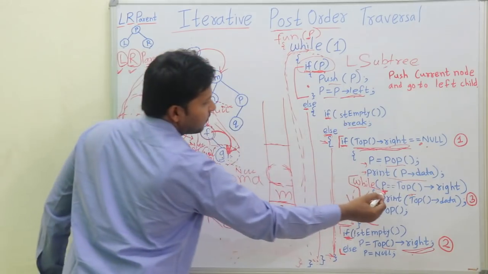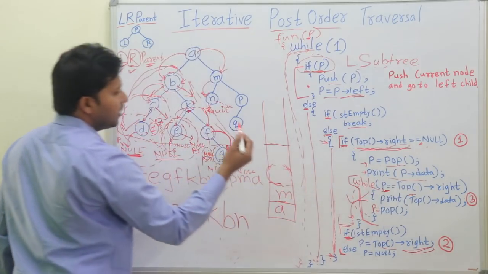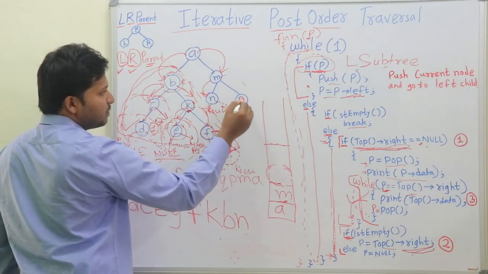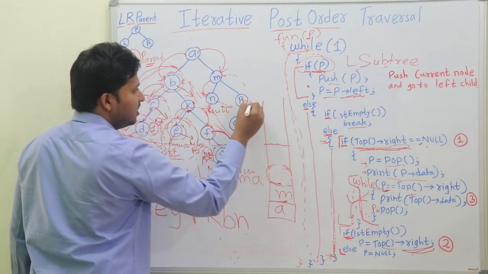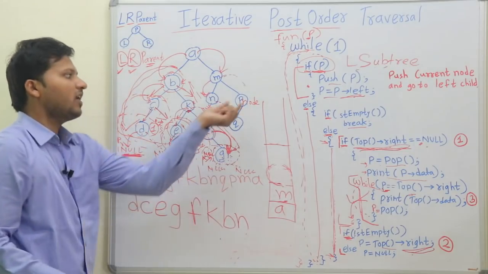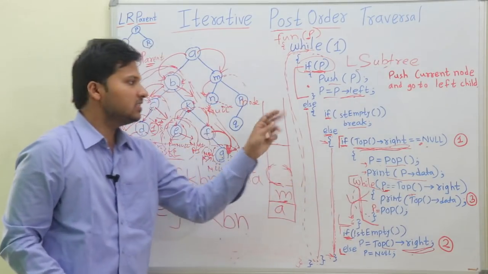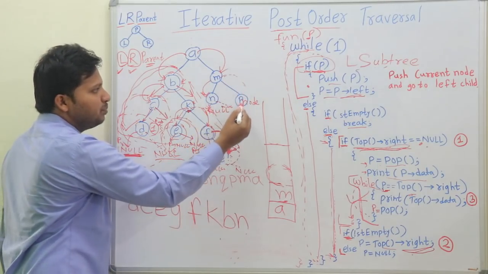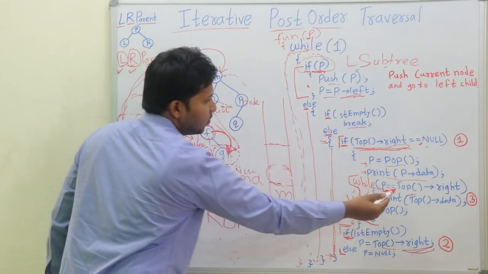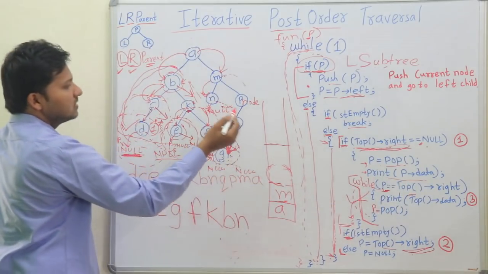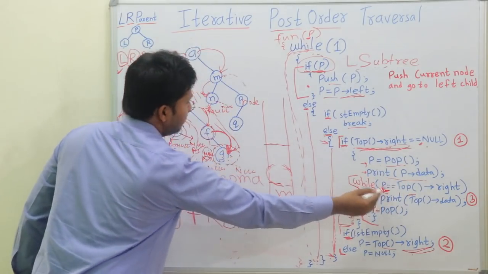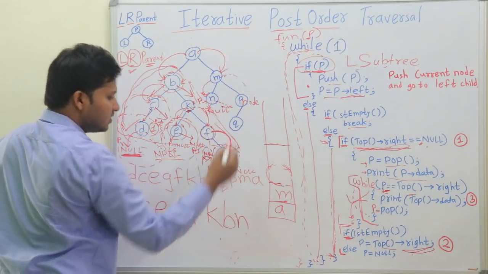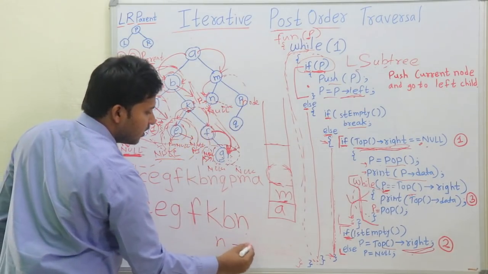Now check whether P equal to top points right. The top node is M. The right child of M is P. Just to avoid confusion between this P and this P, I will call it the P node. So the right child of M is the P node. So is P equal to the P node? Right now P points to N. So obviously N is not equal to the P node.